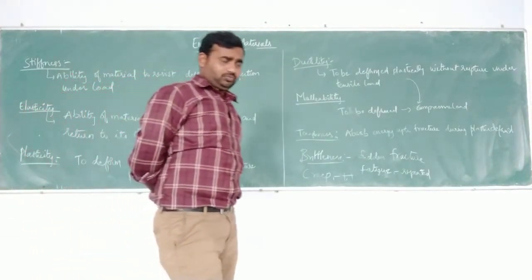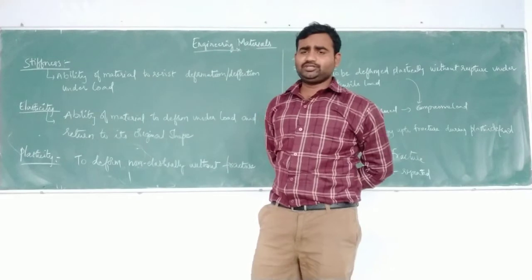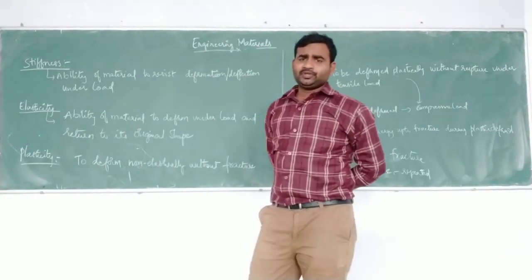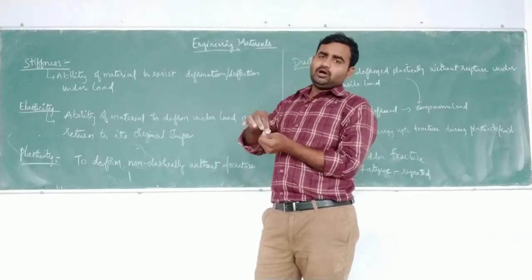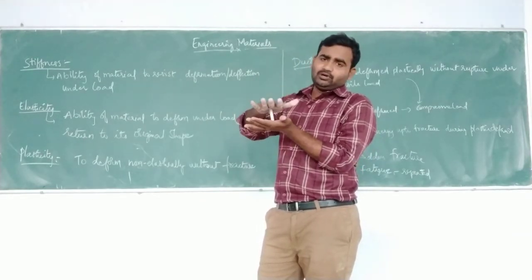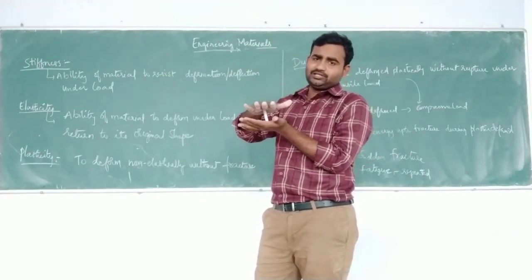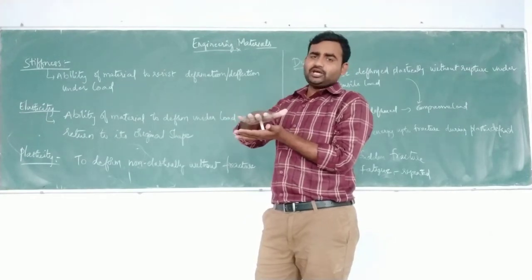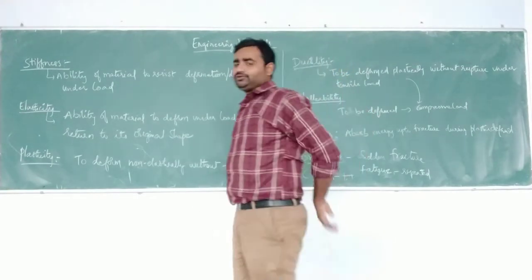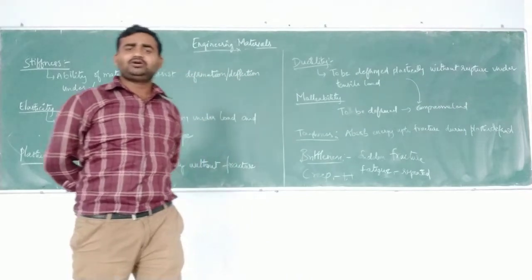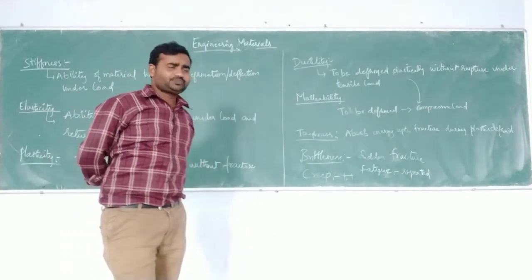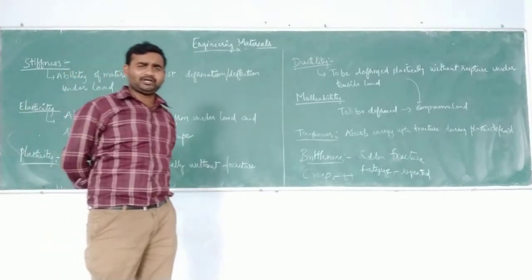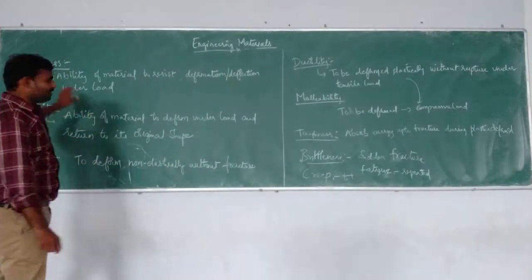Stiffness, and strength. Strength means the ability of the material to withhold the applied load. How much it is resisting is called strength. Strength is divided into tensile strength, compressive strength and shear strength. Now, coming to another mechanical property, stiffness.